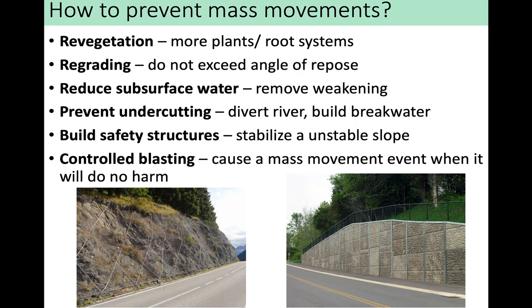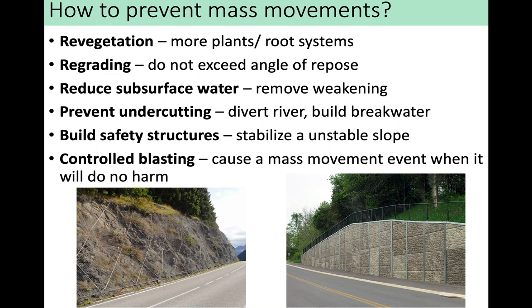You can also remove subsurface water. So remove the water that's weakening the slope in the first place. So better drainage, moving the water somewhere else, not allowing for so much flooding in that area will remove the weakening of that slope. You can also prevent that undercutting, like we talked about for the rock slides, by building a breakwater, building something to block the water. You can also divert your river.